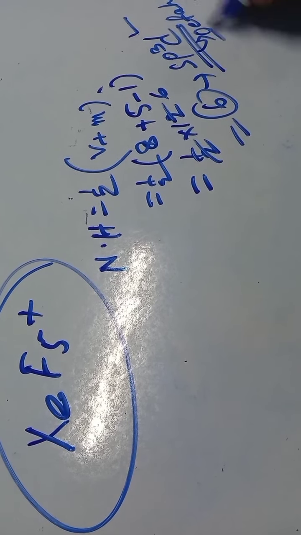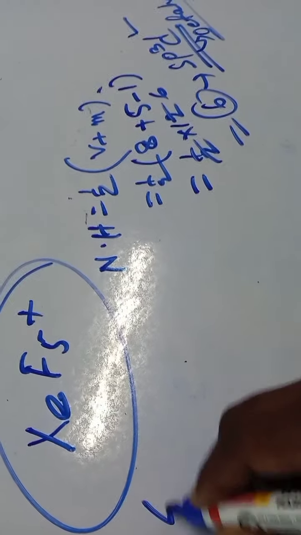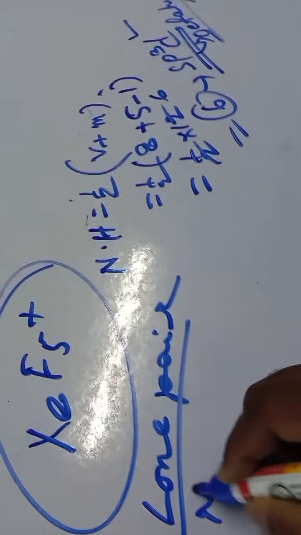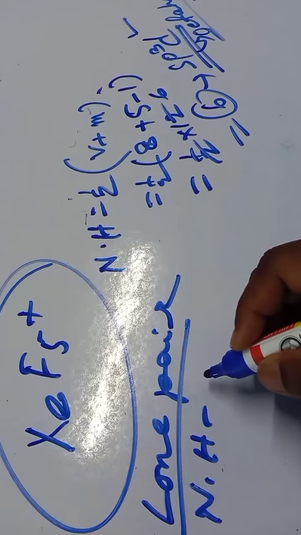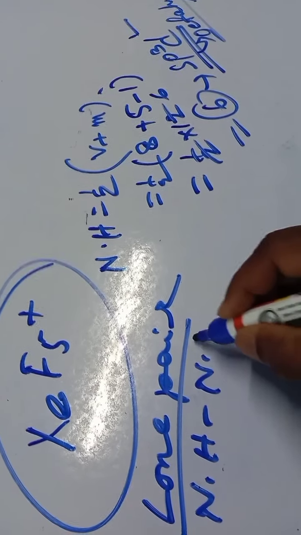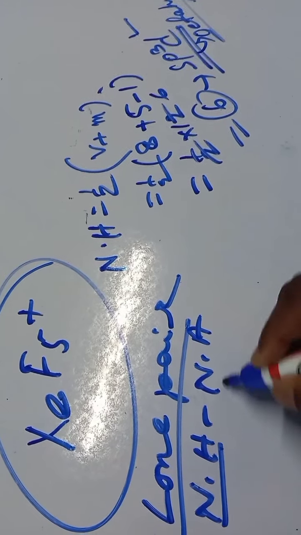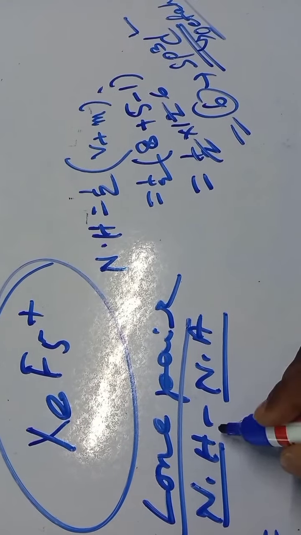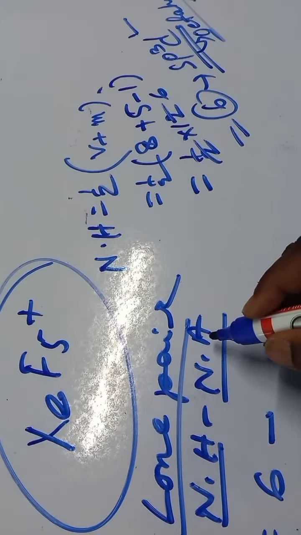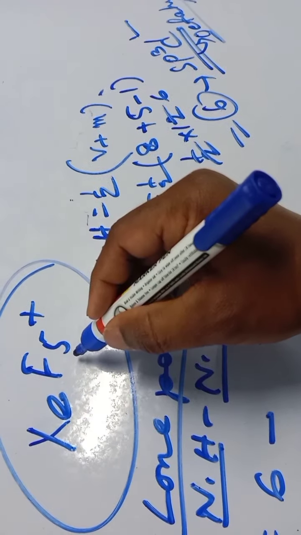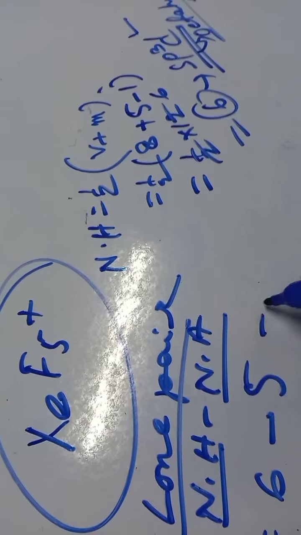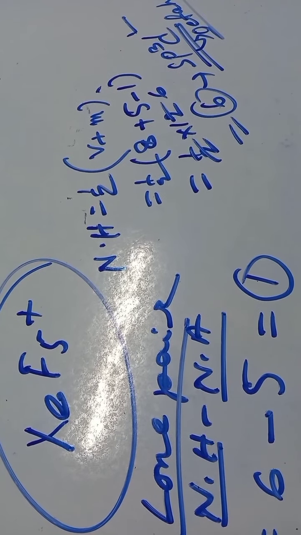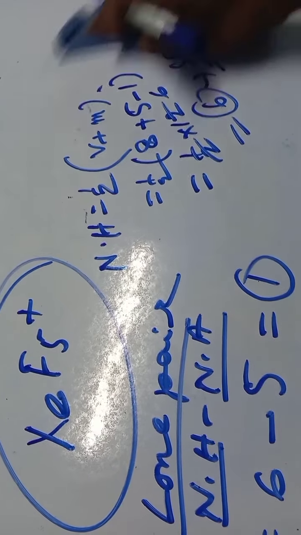Okay, sp3d2, the geometrical shape is octahedral. The number of lone pair is N minus Na: the number of N is equal to 6 minus Na, the number of surrounding atoms, 5, that is 1. Number of lone pairs 1. Okay, my dear viewers.